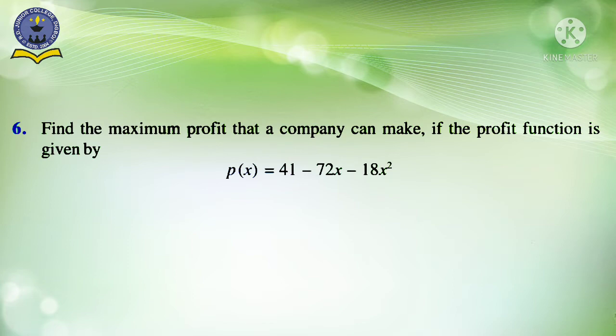So now in this question, what you have to do? We have to find out the maximum profit. That means we have to find out the maximum value. As you see, the given function is P(x) = 41 - 72x - 18x². Is it clear? This is an algebraic function, so if we apply the second derivative method, we can easily find the maximum value.